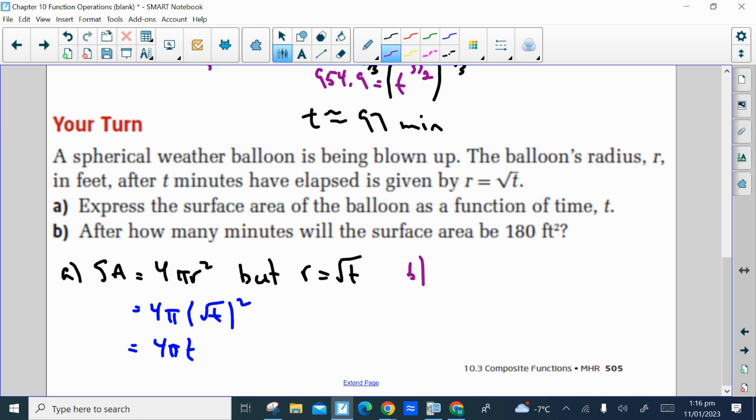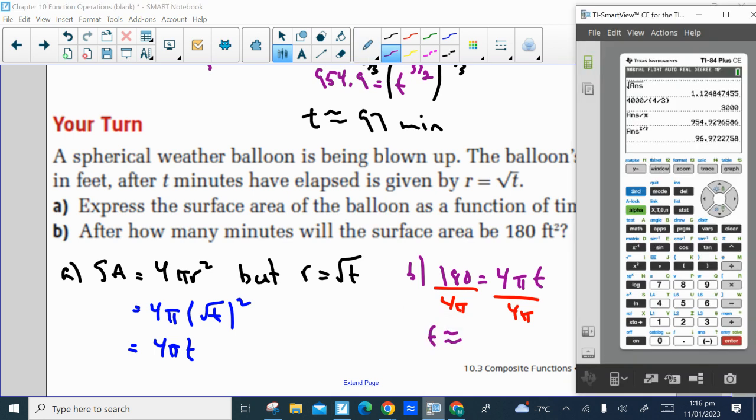For part B, after how many minutes will the surface area be 180 square feet? So 180 will equal 4 pi t. And now it's just a matter of dividing both sides by 4 pi. When you do this in your calculator, you have to put the 4 pi in brackets if you're going to do it all in one step, so that it's 180 divided by 4 and divided by pi. Without the brackets, your calculator would divide 180 by 4, and then it would multiply that answer by pi. You get an answer that's over 6 times bigger than it should be.